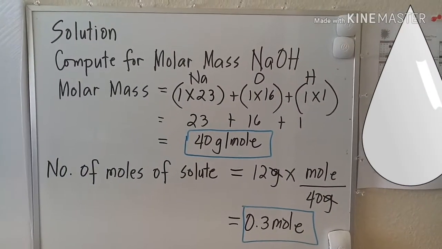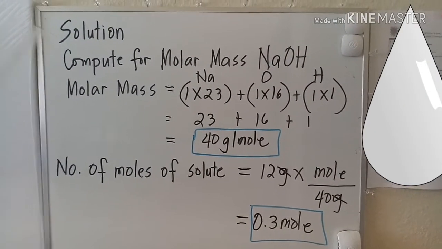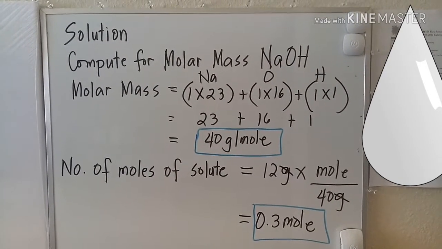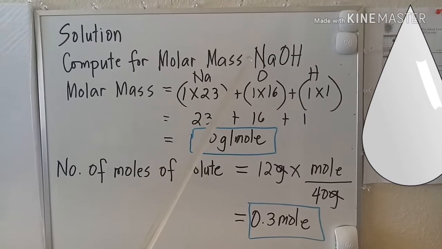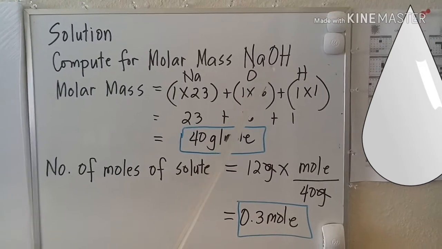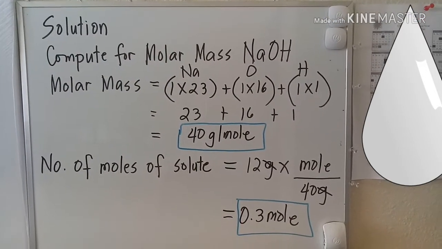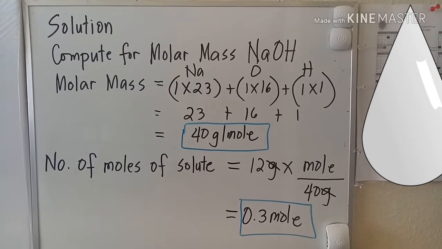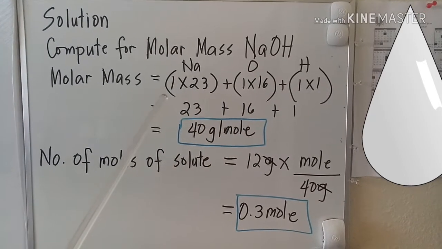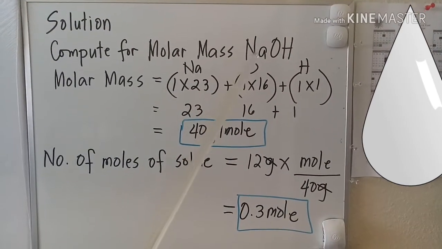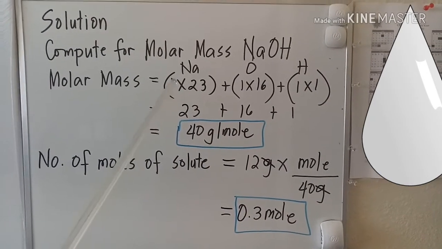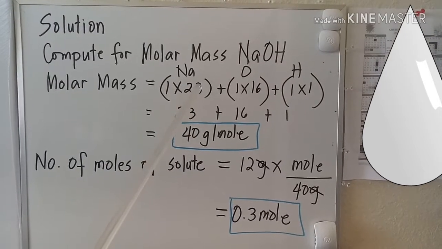Alright, so this time let's have the solution for that problem. So first you need to compute for the molar mass of sodium hydroxide. So the chemical formula for sodium hydroxide is given as NaOH. Na is sodium, and then O is oxygen, and then H is hydrogen. Now, in order to compute for the molar mass, you need to multiply the number of atoms of each element to its atomic mass. So, for example, sodium doesn't have a subscript, so that means it has one atom. So you have to multiply that 1 to 23, which is the atomic mass of sodium.